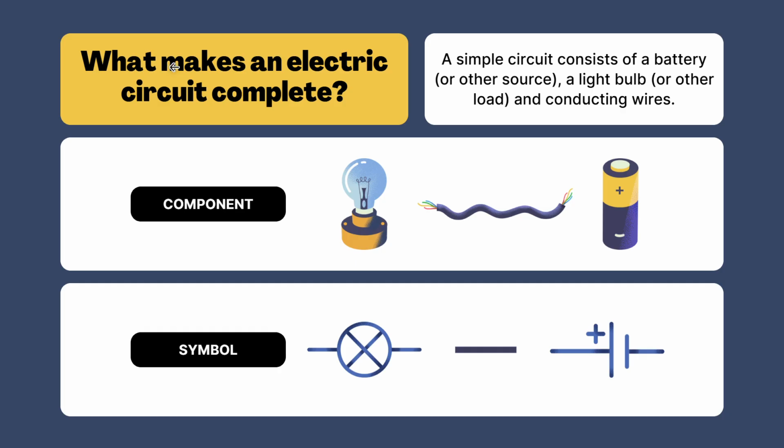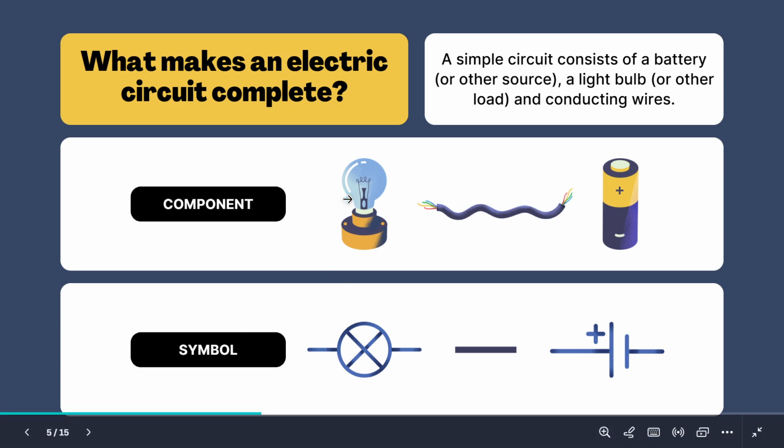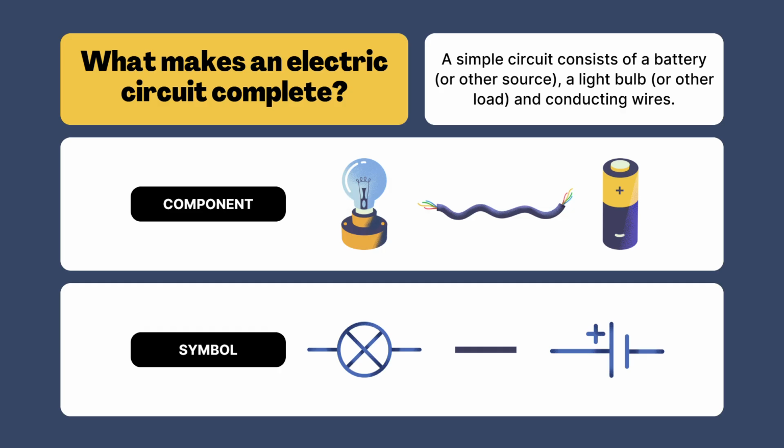What makes a circuit complete? We have components. A simple circuit is made of three components: a battery, a light bulb, and wires. Wires are mostly made out of conductors and insulators, both of which we will learn about afterwards. So the symbol for them is this. For a bulb, there is a cross inside a circle. For wires, just a simple line. And for a battery, here is plus and here is minus.